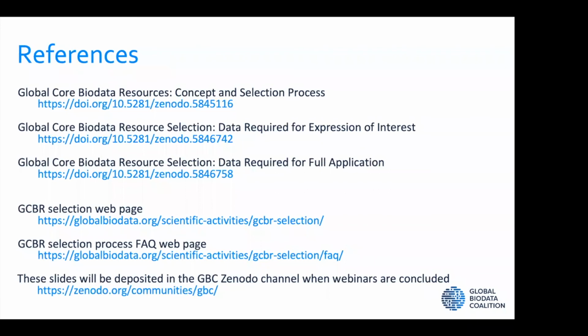And the slides will be deposited in the Global Biodata Coalition Zenodo channel when these webinars are concluded. We'll choose the one that is the clearest. We will put the slides on the Zenodo channel, and we're also making a YouTube channel where we'll put the recording of the webinar that is the clearest, and that will be there for future reference.